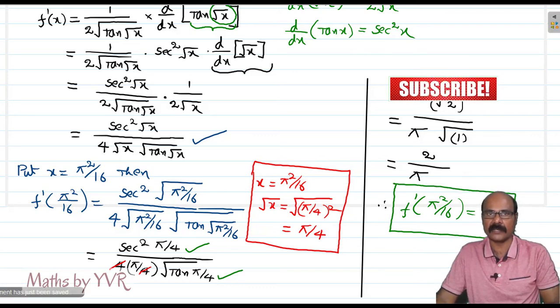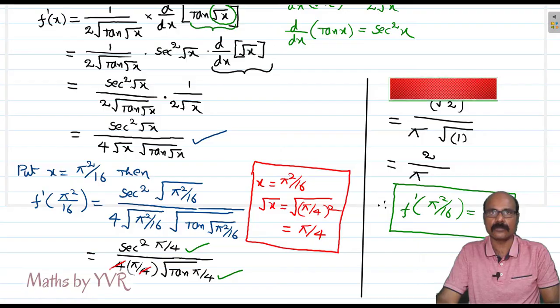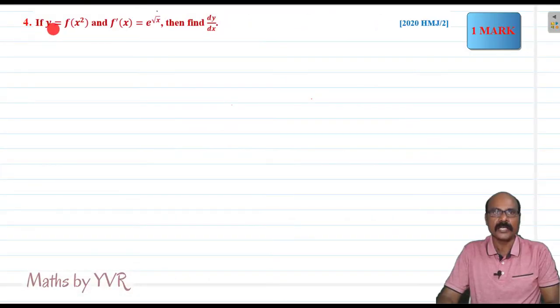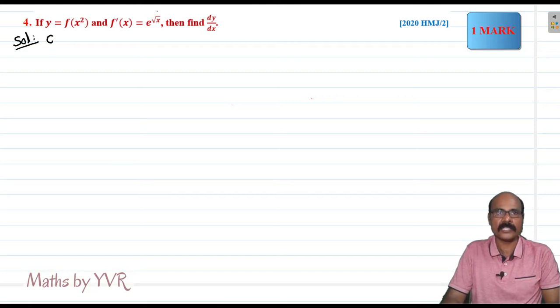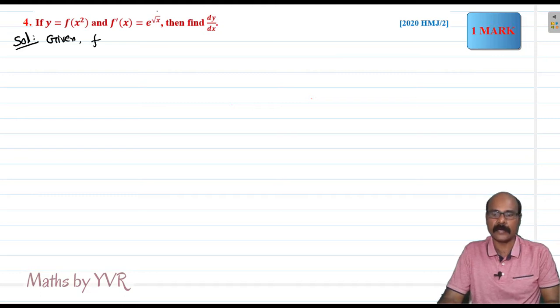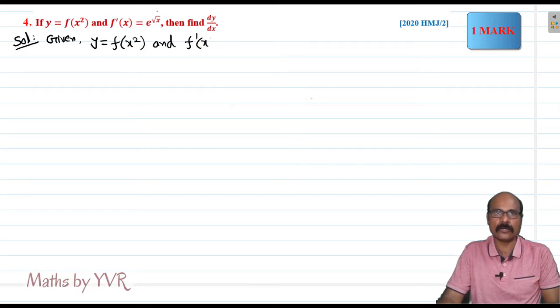I hope you understand. Let us discuss one more question. Look at this question. If y is equal to f of x square and f dash x is equal to e power root x, then find the value of dy by dx. Okay, let us discuss the solution for this question. So what is the given function here? The given function is y is equal to f of x square. And they gave one more function, that is f dash x is equal to e power root x. This is the given data.